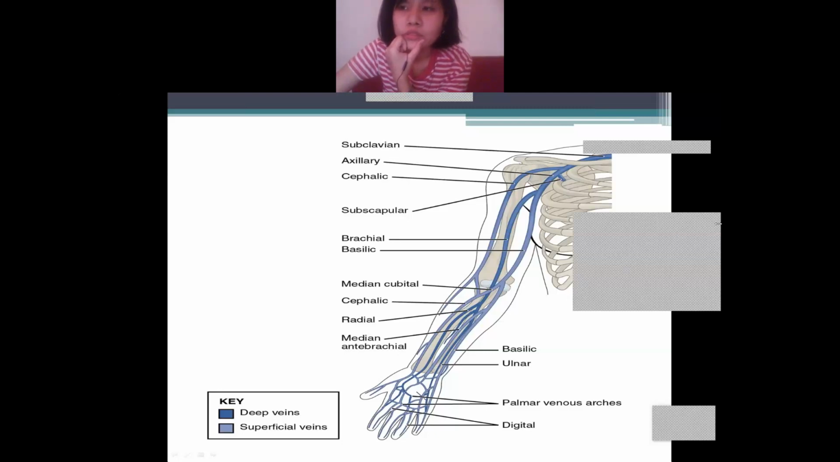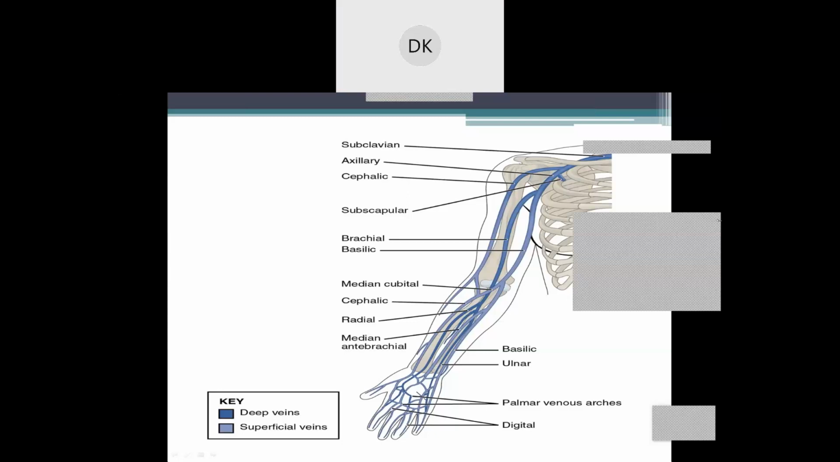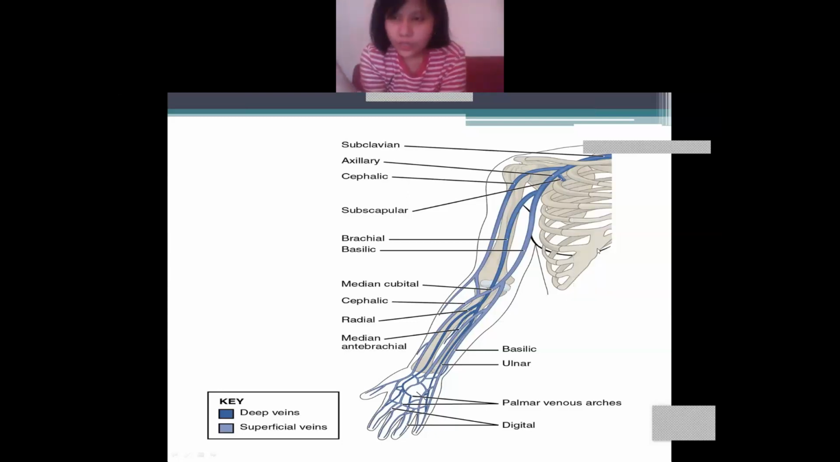Yes, students. Median vein, the last one. The last one is the superficial veins. This is called the median vein. So median vein, sometimes it's not always present. They are very small. These median veins are very small and sometimes they are not present every time.